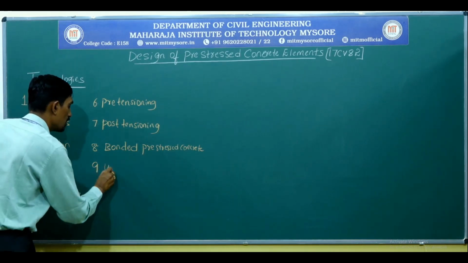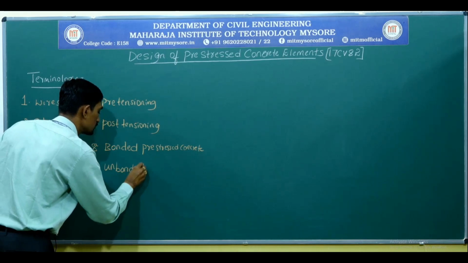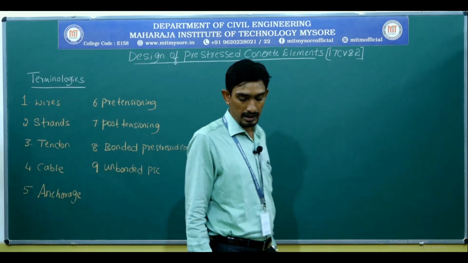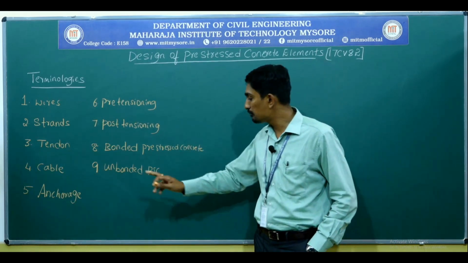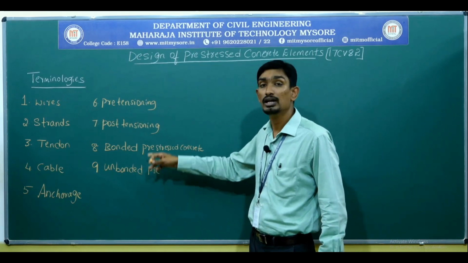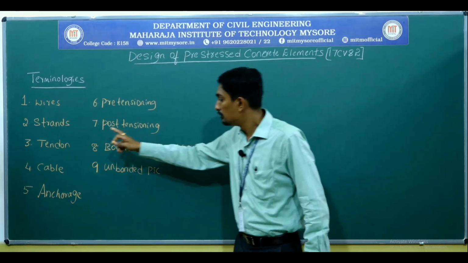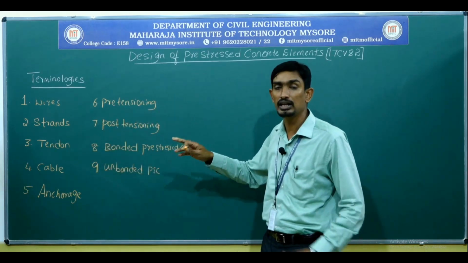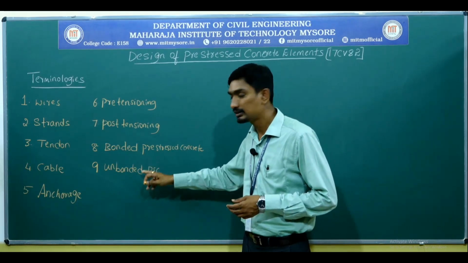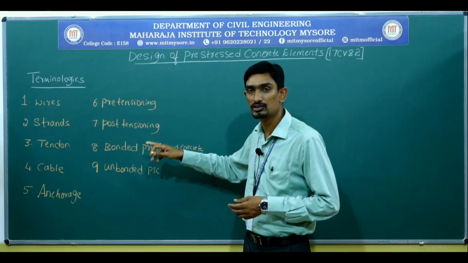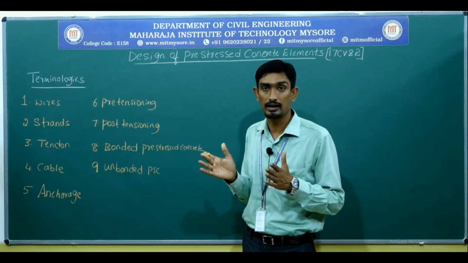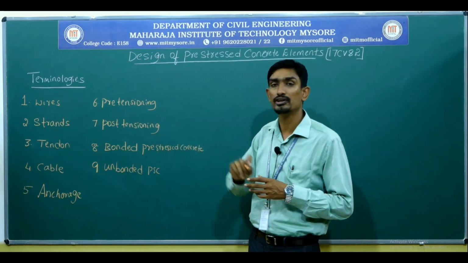Next is unbonded prestressed concrete. Unbonded is a method of prestressing in which the tendon and the concrete are not bonded. I will repeat. It is a method in which the tendon and the concrete are not bonded. The very best example is post-tensioning.